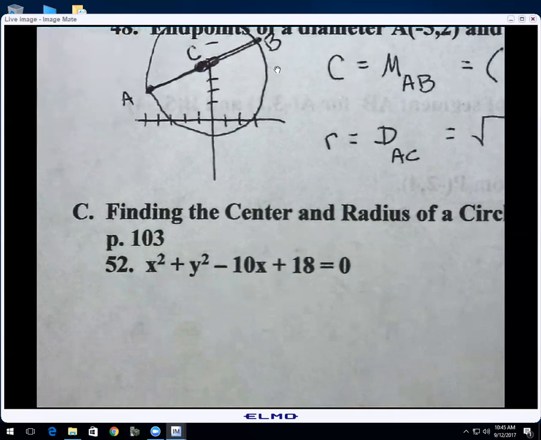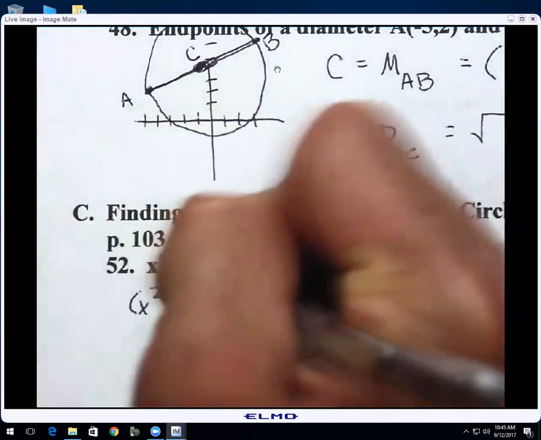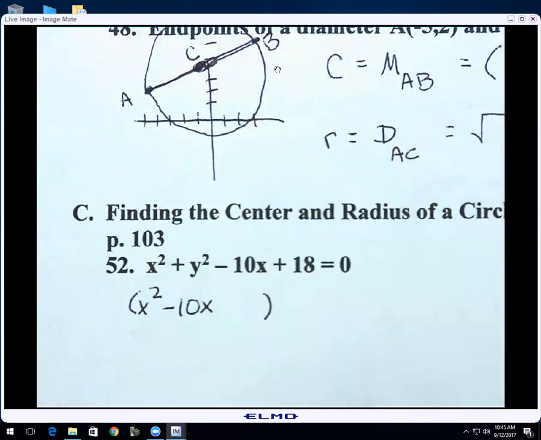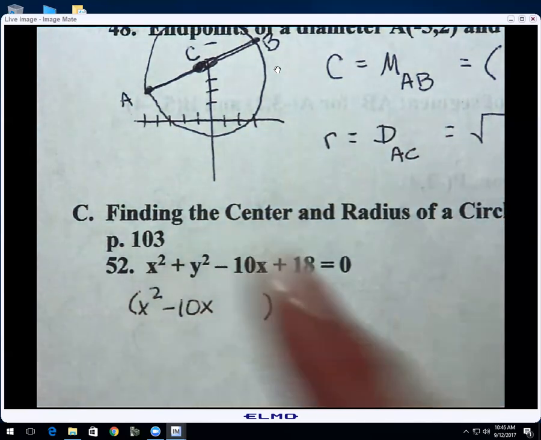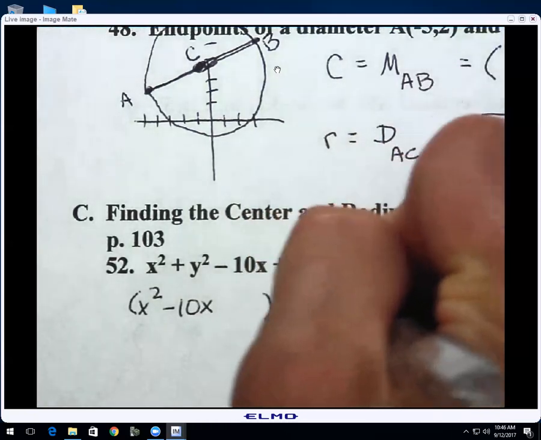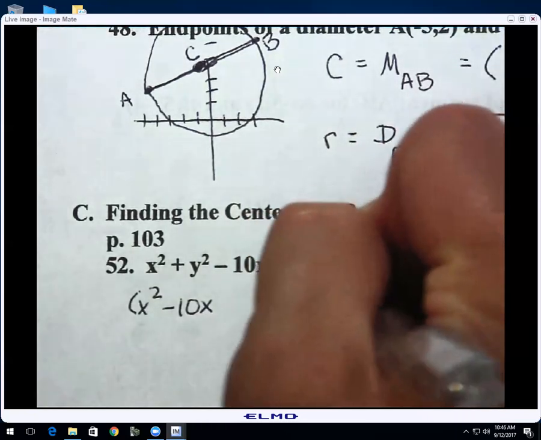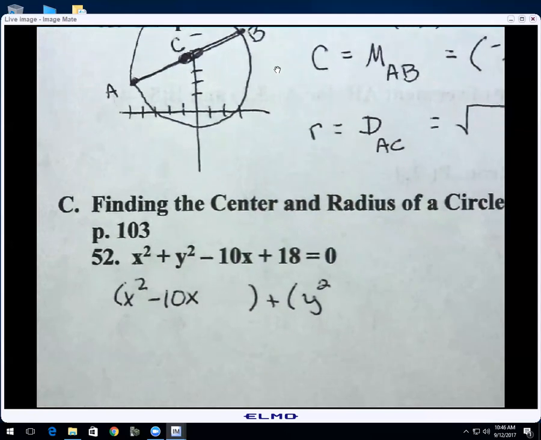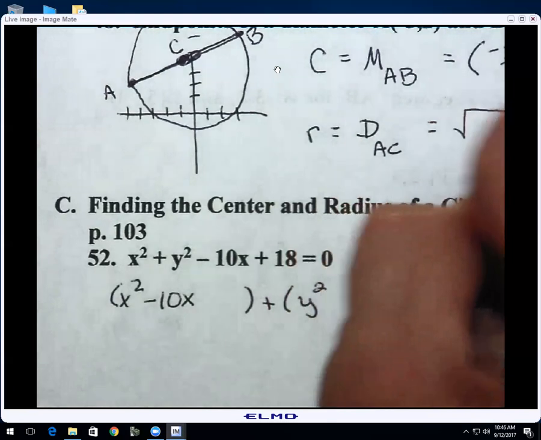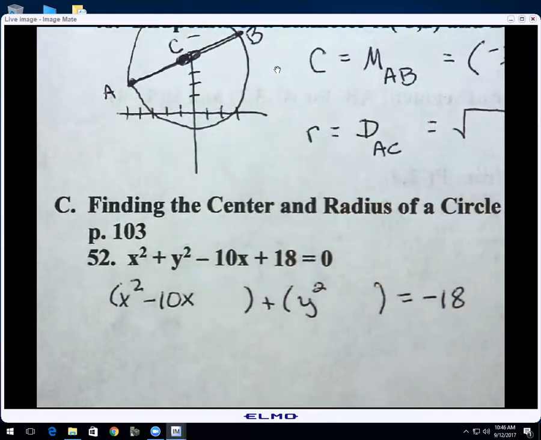To do that, and I'm going to go quickly here, you group the x's. I'm going to leave a little bit of room for completing the square, but you group the x's, you group the y's. I only have one term with a y in it, that's the y squared. And you move the constant to the other side.